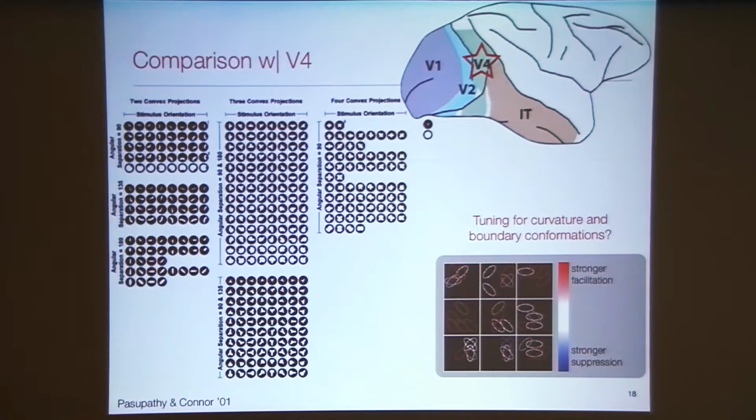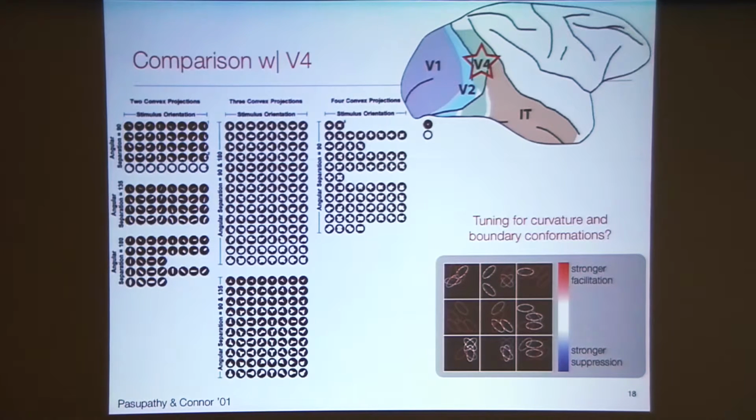Okay, so here's one example out of several of a comparison or a test we've done on this model. There are data from Pasupathy and Connor dating from a couple of years back. They were interested in looking at the tuning for boundary conformations and curvature computation in intermediate stages of the visual cortex. So the underlying model was an explicit model of boundary and curvature computation.